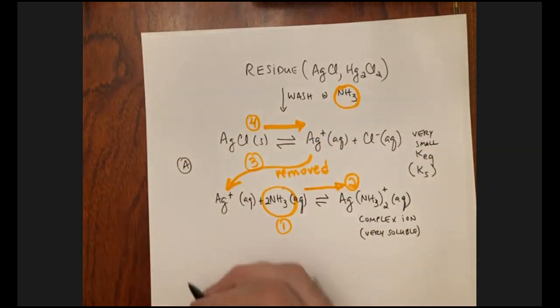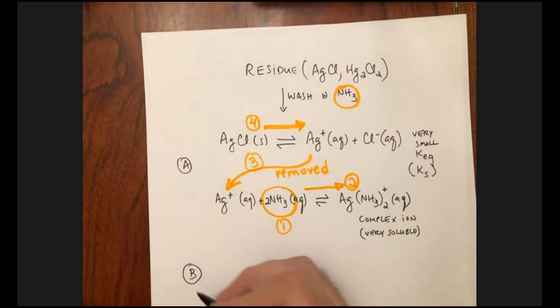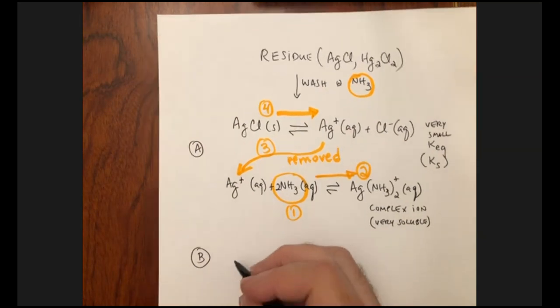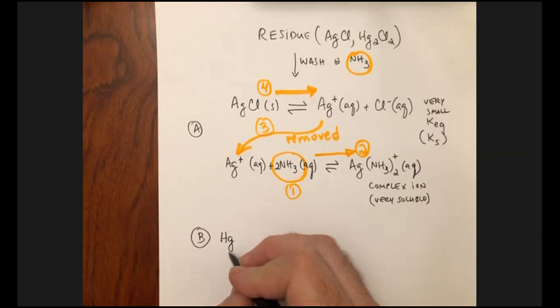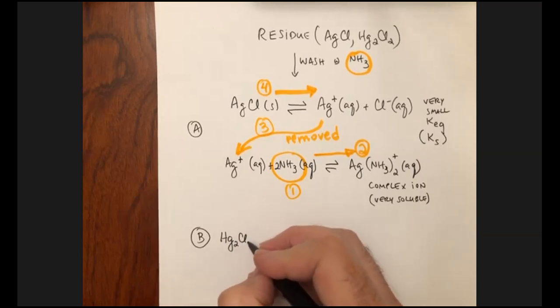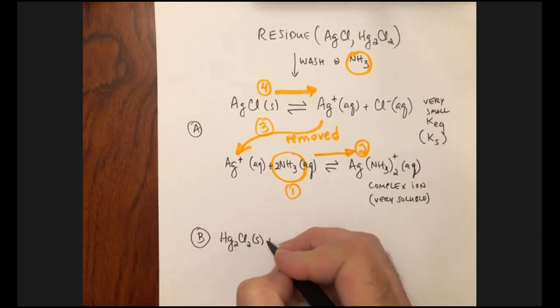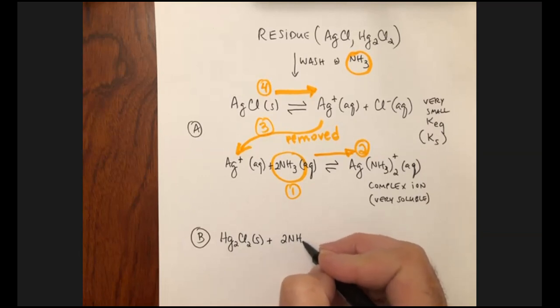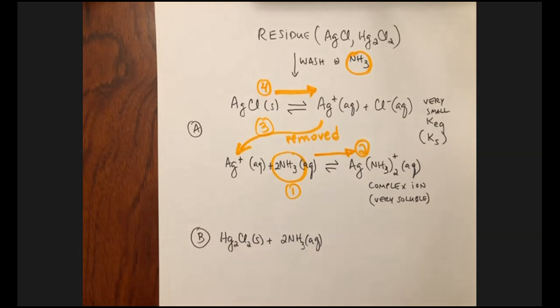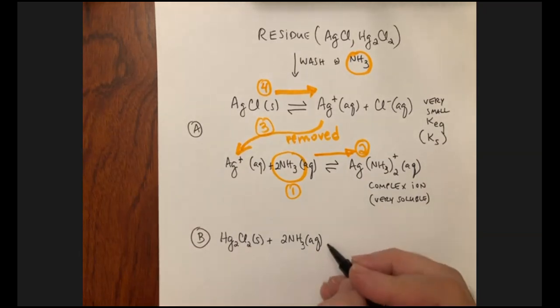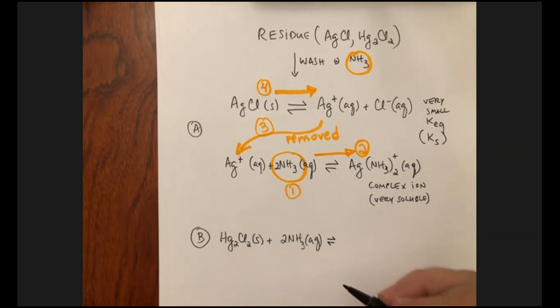Now, what about the mercury chloride? Well, the mercury 1 chloride has an interesting reaction with ammonia. It's very different than the one we just saw here. Let me write it down for you. So basically, your mercury 1 chloride also reacts with ammonia. But this reaction is actually an oxidation reduction reaction, or redox reaction.